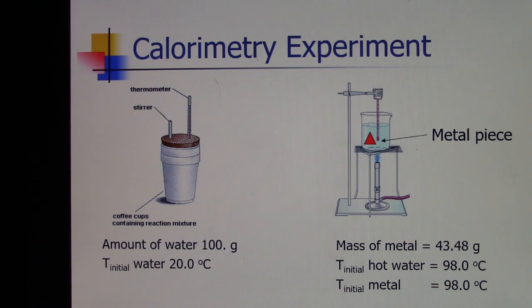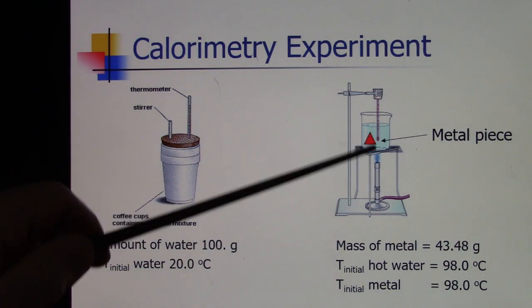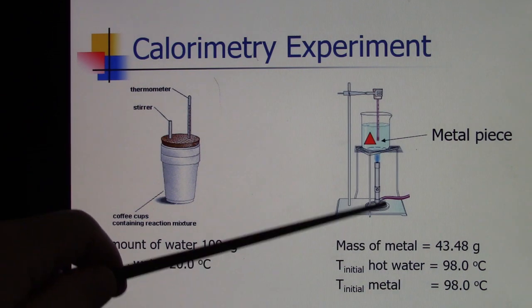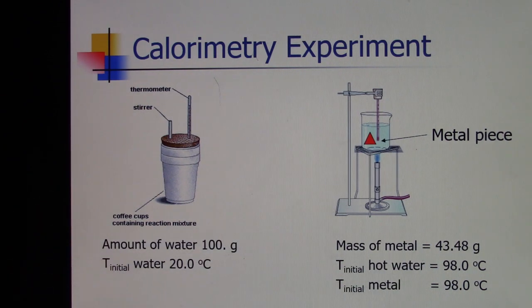Now since the metal is in the water, the metal and the water have the same temperature. So this is the initial temperature of the metal. It's also 98. This is why water is commonly used in these experiments, because its specific heat is known, it's readily available, and it's cheap, so it's a good material to use.